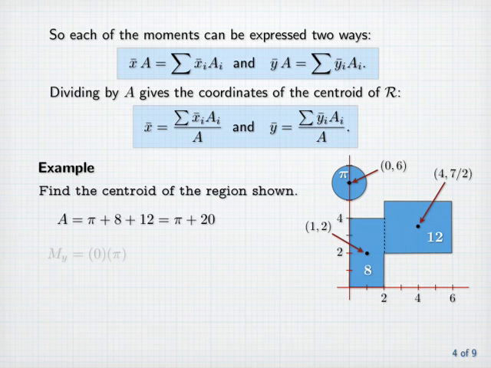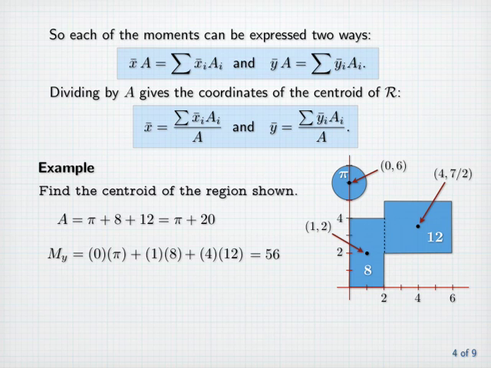The moment about the y-axis is going to be the moment of the disk about the y-axis, which is the x-coordinate of the centroid times the area, and that's 0 times pi. Now let's go to the rectangle with area 8. The x-coordinate of the centroid is 1. The area is 8, so we have 1 times 8. Now for the other rectangle, we have x bar equal to 4 and an area of 12, so we have a 4 times 12 term. Now doing the arithmetic here, we have 0 plus 8 plus 48, or 56.